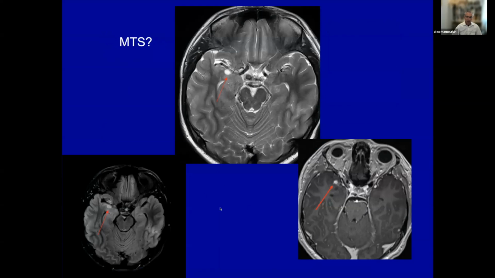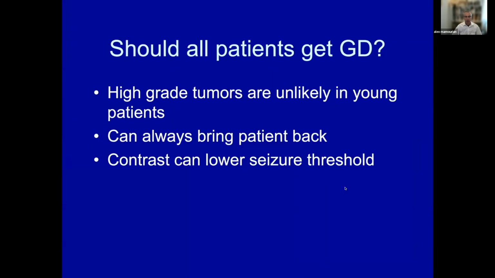Here's another patient. Again, is this MTS? It's not in the hippocampus, right? This is the anterior temporal lobe. You see its high signal intensity on the FLAIR and the T2 weighted scan, and it shows some enhancement after administration of contrast. This is another ganglioglioma. So these are these glioneuronal tumors, a very common source of seizures when they occur in the temporal lobe.